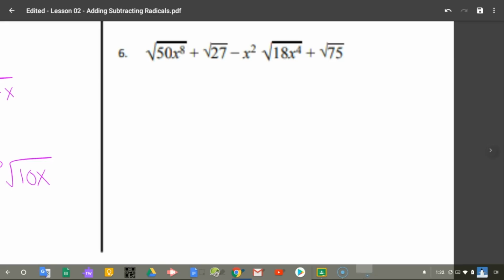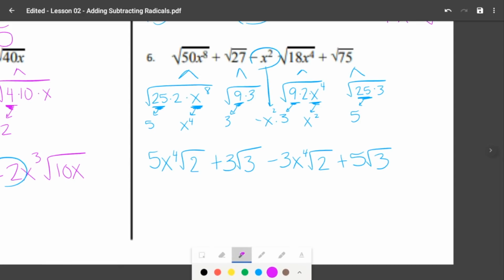All right, so if we see here number 6, radical 50x to the 8th, I broke it up here and it becomes a 5x to the 4th radical 2. Radical 27 breaking up becomes 3 radical 3. Negative x squared radical 18x to the 4th becomes negative 3x to the 4th radical 2. And radical 75 becomes 5 radical 3.